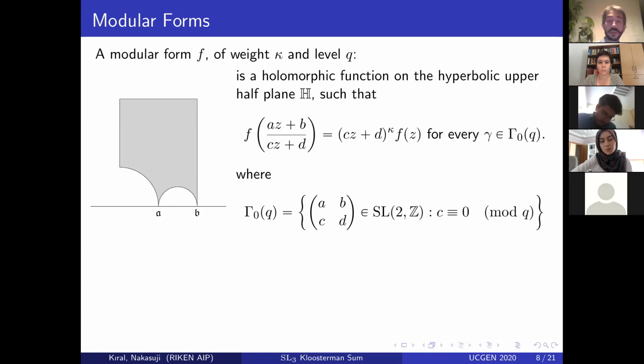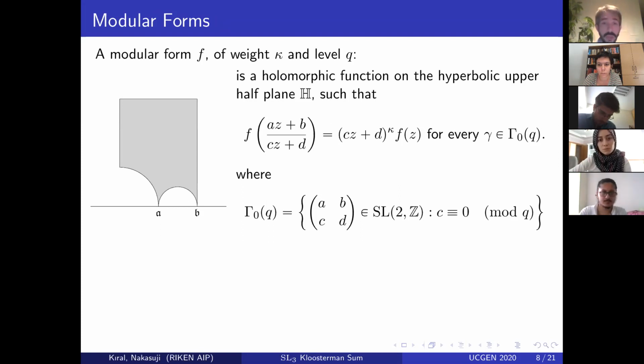or automorphic. They're also called automorphic. But if I say modular, then it needs to be holomorphic. It is a function on the hyperbolic upper half plane, which is just complex numbers with imaginary parts greater than 0. There is the hyperbolic geometry on it, there's a metric with that.